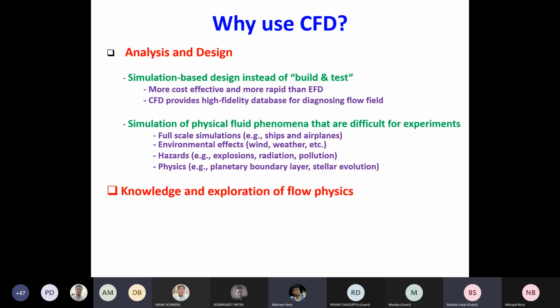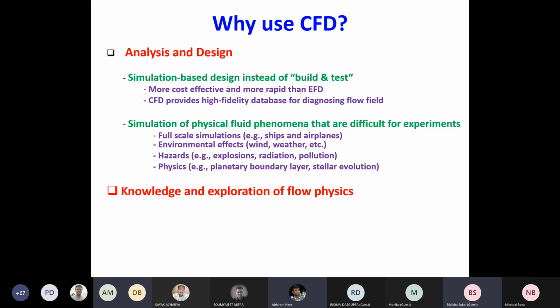Okay, so this is simulation based design, which means before developing or building that prototype, you can generate it in a computational environment and you can see its advantages, disadvantages, and its different properties. So that actually makes the process cost effective and more rapid than experimental fluid dynamics. Okay, so rather than build and test, you can do the simulation first. You can get an idea that what can happen in such a design, and then you can go for the design. So it makes the process rapid and cost effective.